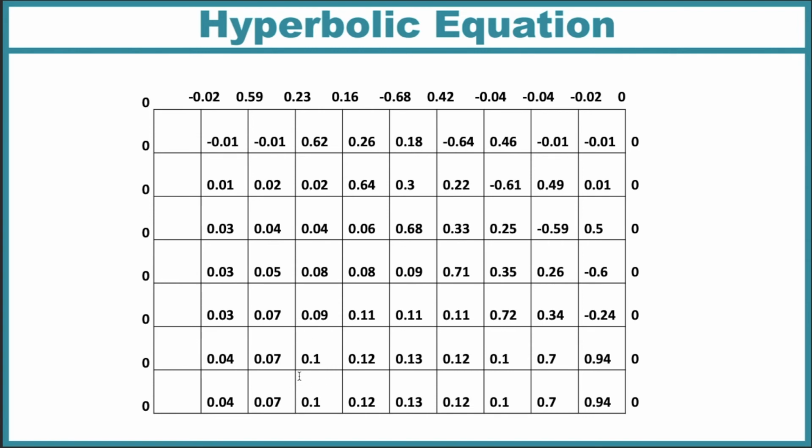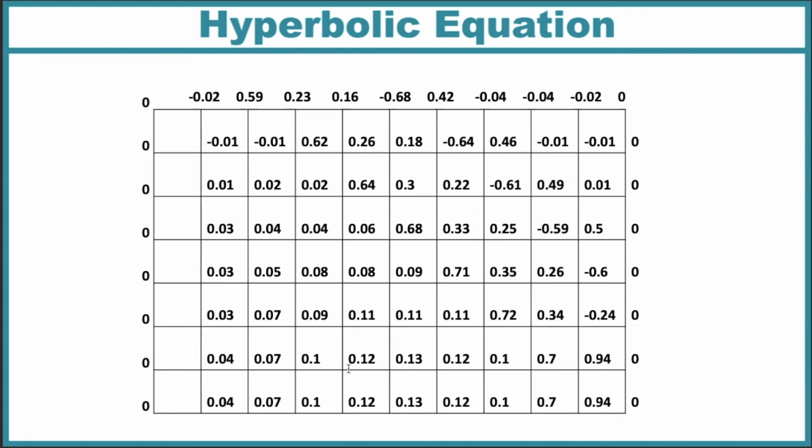To get this value, 0.1 plus 0.13. For this one, it is cross. Okay, this will be A, this will be B, this will be C for this one, and this will be D. So it is 0.1 plus 0.13 minus 0.12. So what is the value? 0.1 plus 0.13 is 0.23 minus 0.12. So we get it as 0.11.